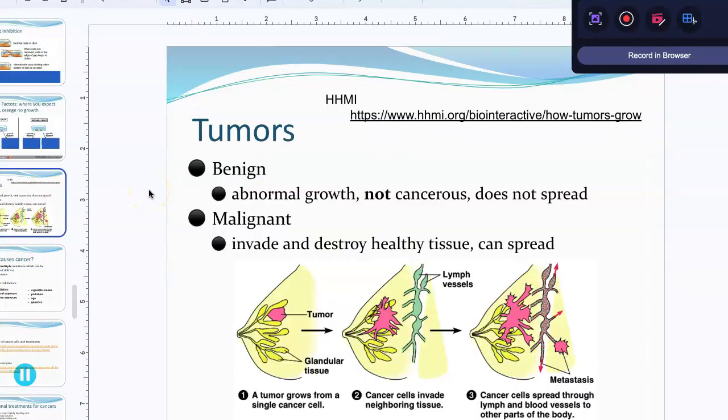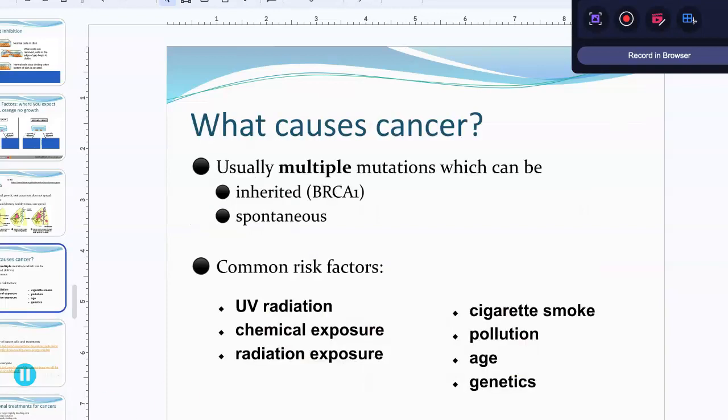You have benign tumors, which are abnormal growths but not cancerous and do not spread. And you have malignant tumors, which invade and destroy healthy tissue, and they can spread and get into the bloodstream where it metastasizes, and that's really problematic, because once it gets into the bloodstream, it can go to the rest of the body.